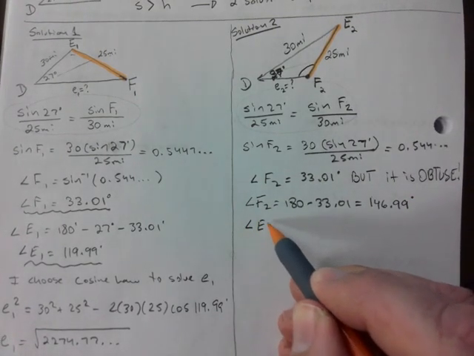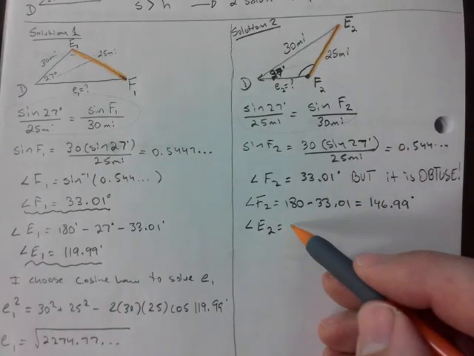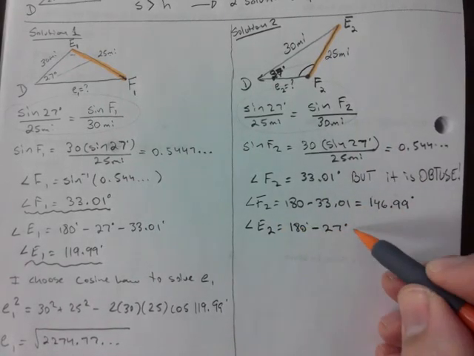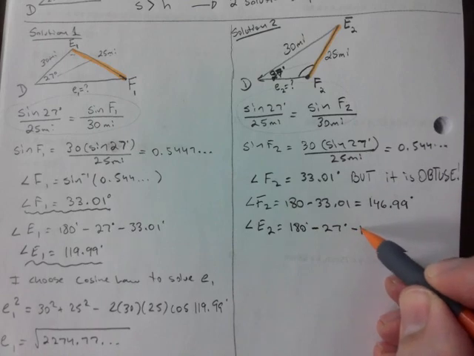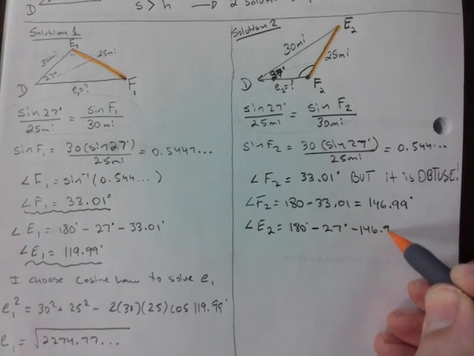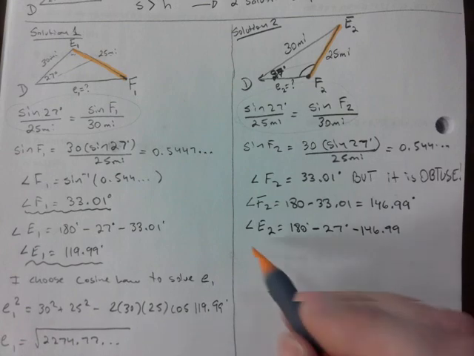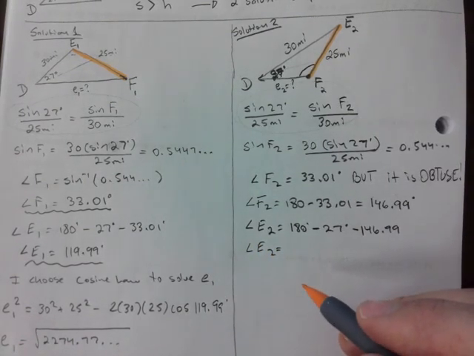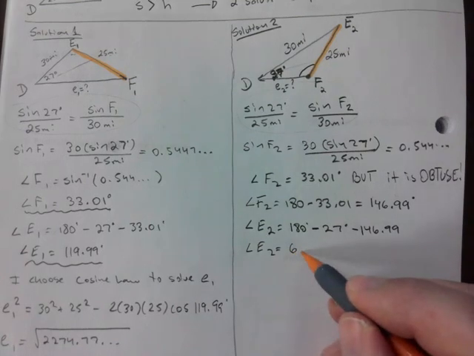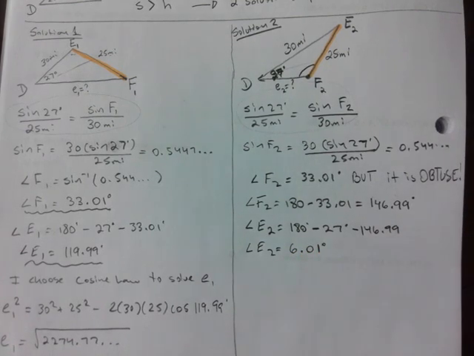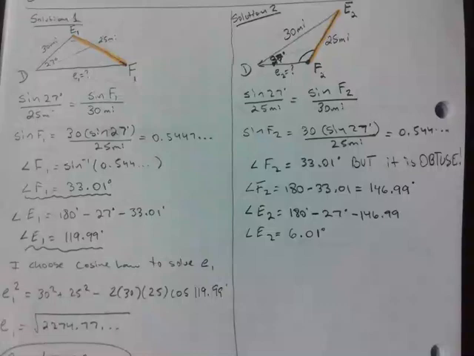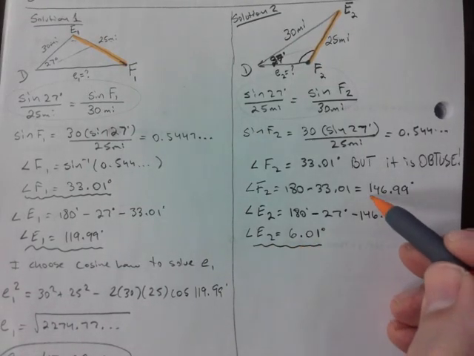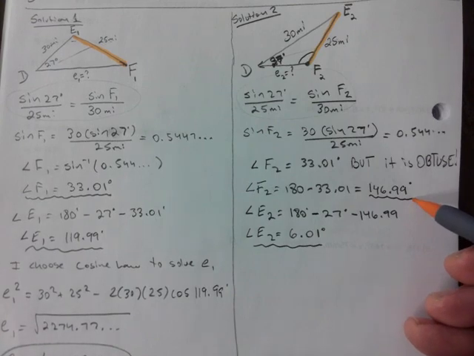Therefore, now I can find angle E2 up there. This is 180 minus 27. This is sum of triangle. Okay, don't mix that up. Minus 146.99. E2 is 6.01 degrees. Also important to me, so I'm going to underline that. I'm going to underline the 146.99.